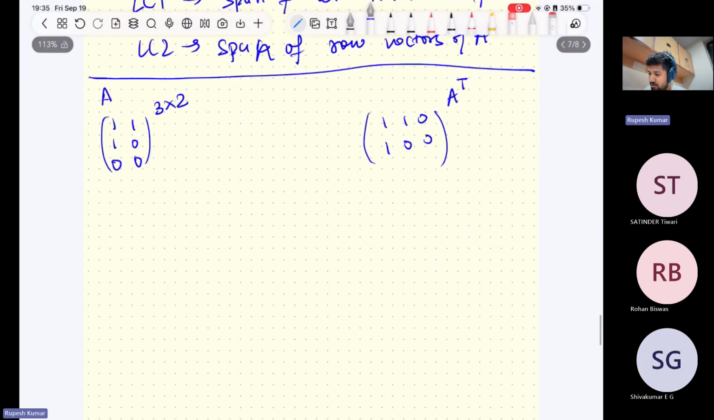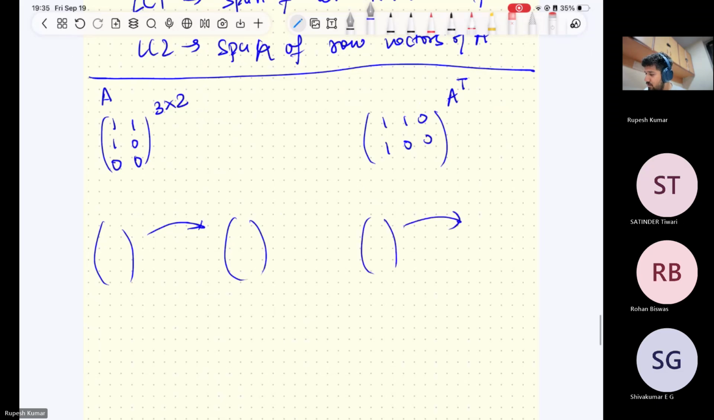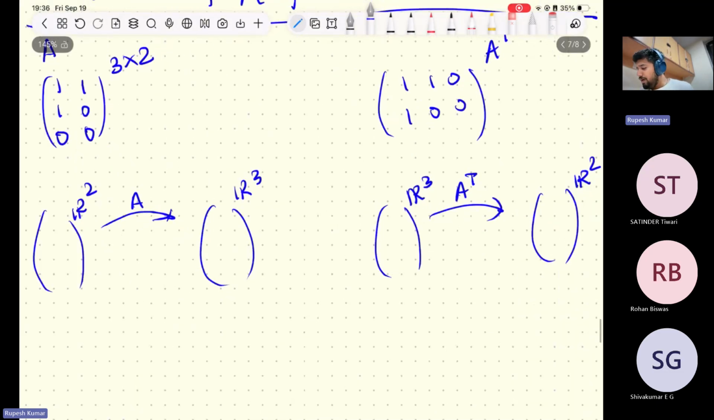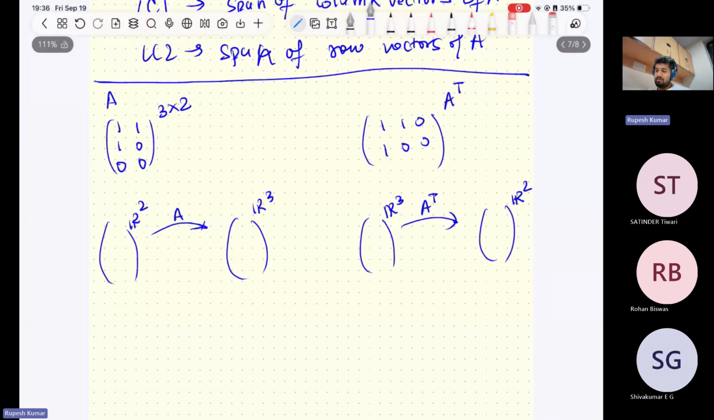Okay, fine. So let's take two spaces here, two mappings. Now here I'm saying this is 3 cross 2, so it takes from R2 to R3, and this takes from R3 to R2. And this is A and this is A transpose, right? Now, if you have this kind of mapping, can you find out the range space and the null space of these two mappings, everyone? This contains 0 and some other elements. Do I need to explain anything here?